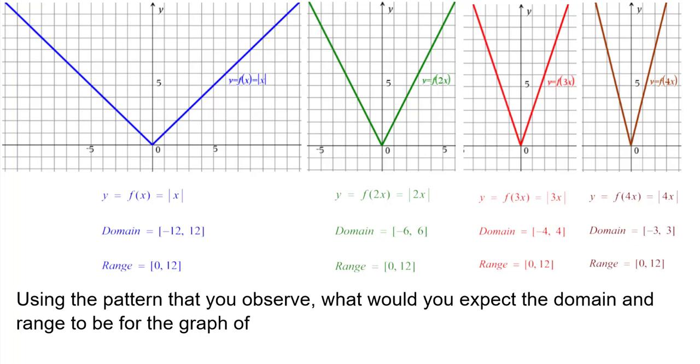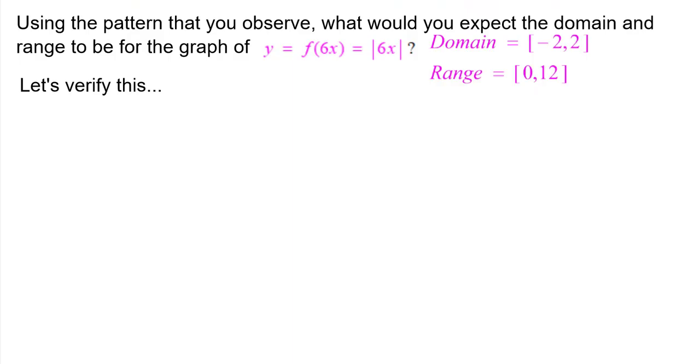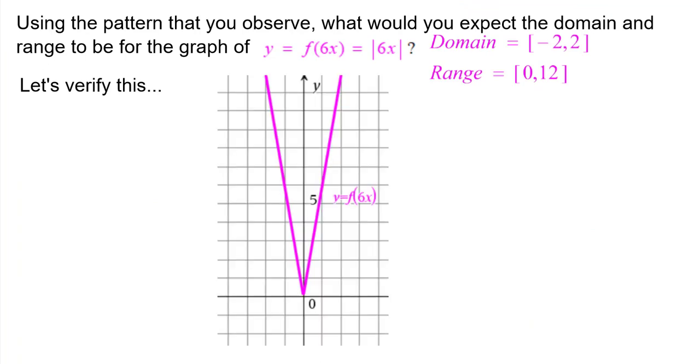Using the patterns that you're observing there, what would you expect the domain and range to be for the graph of y equals absolute 6x? Press pause, press resume when you're ready. Well, the domain would be from -2 to 2 inclusive. The range is still from 0 to 12 inclusive. How could we verify this? Well, I went ahead and graphed it for you, and you can see that y equals the absolute value 6x goes from -2 to 2 inclusive, and the range is still from 0 to 12.